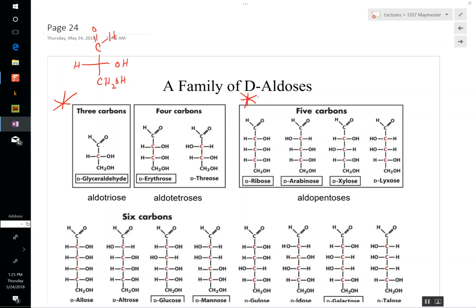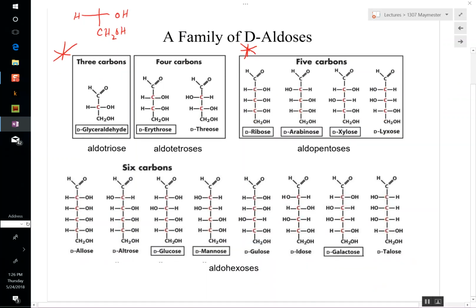This is how you're going to memorize these. Where are the OHs on these 3 chiral carbons? They're all on the right. That's ribose. And that's the only one of those you have to memorize. So you could have right, left. That's arabinose. Right, left, that's xylose. Right, left, that's lyxose. Okay, now that's 5 carbons.